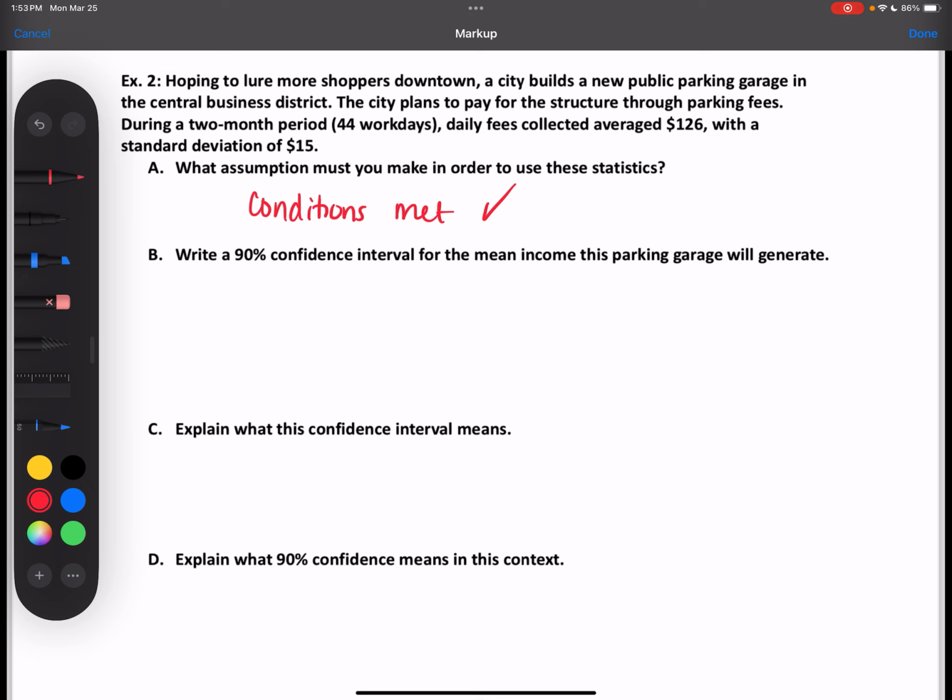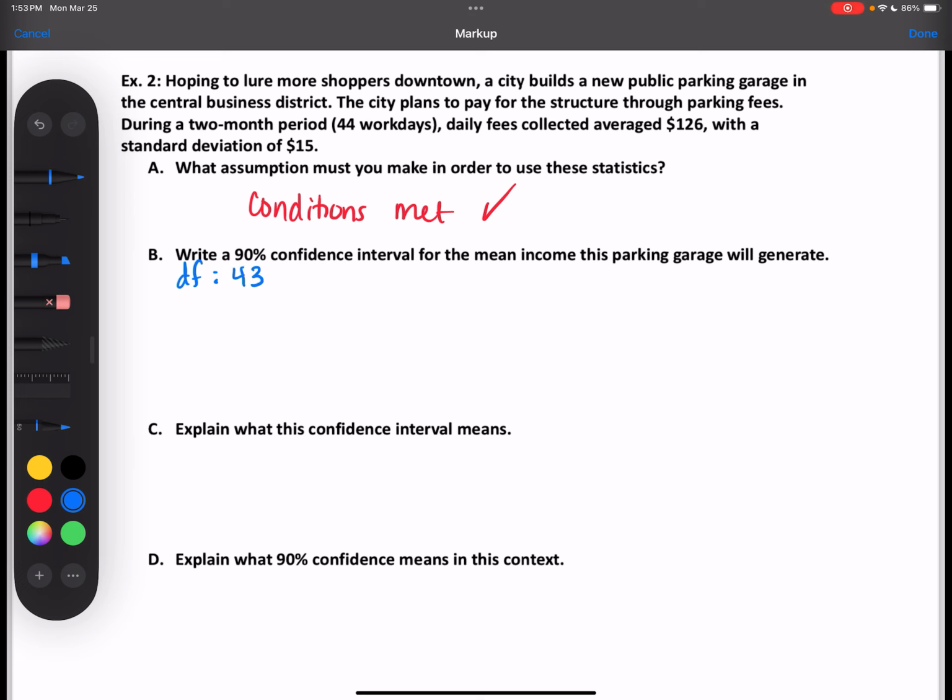But so, write a 90% confidence interval for the mean income this parking garage will generate. So I want to write down a few things. I'm going to do this by hand and then also with the calculator for you. So the things that I know about this, what are my degrees of freedom? 43, because it would be n-1.